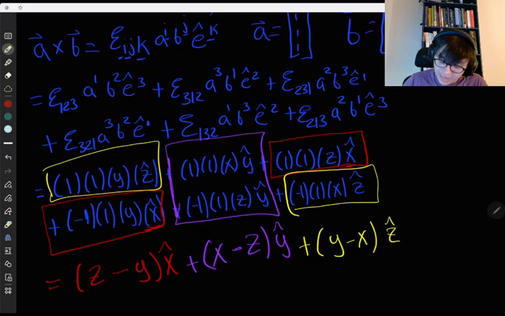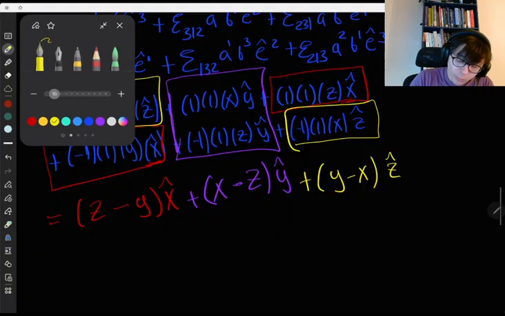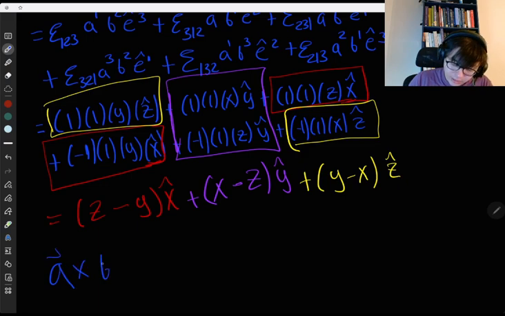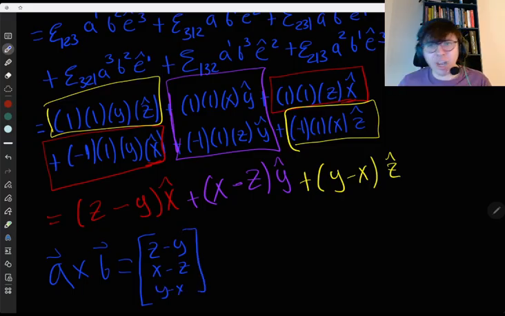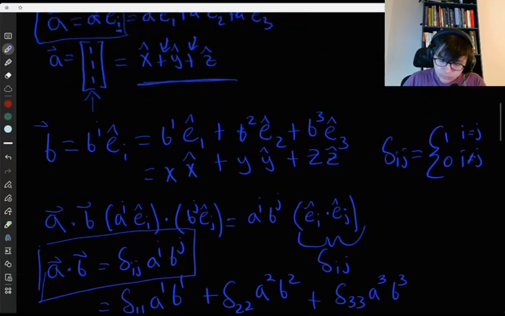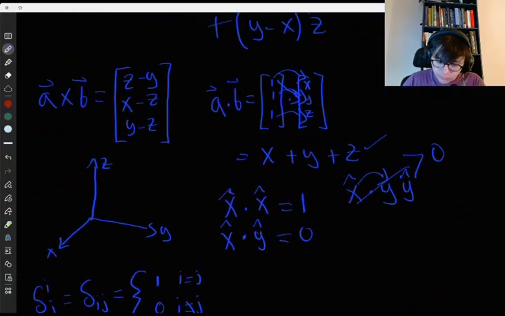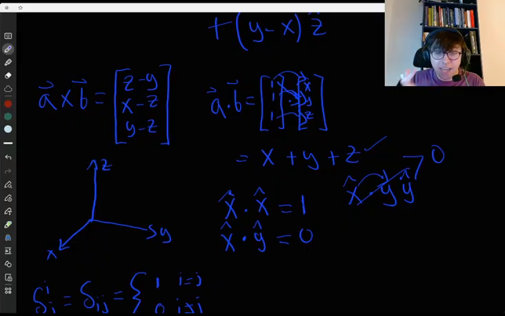And of course, in our column vector notation, like we did above, A cross B would give me z minus y, x minus z, and y minus x. Okay, is that what we got above? Does this formalism actually work? If I did it correctly, I should get the same answer I got above. Moment of truth. Z minus y, good. X minus z, even better.